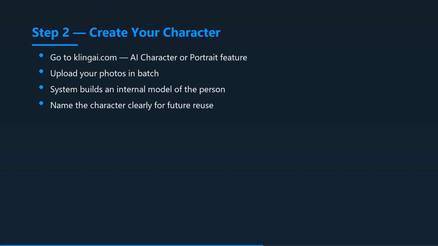Upload your photos in batch, most of them at once is fine. The system processes them and builds an internal model of what this person looks like across different conditions. Give the character a name you will recognize. This is the label you will see every time you go to generate new content, so make it descriptive, something like Sarah Brand Ambassador, or your own name if you are building a character of yourself. Once the character is created and saved, you are ready to generate content.